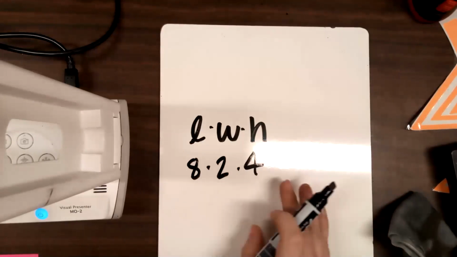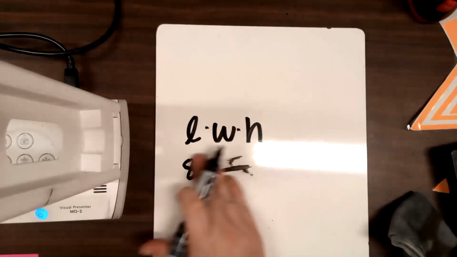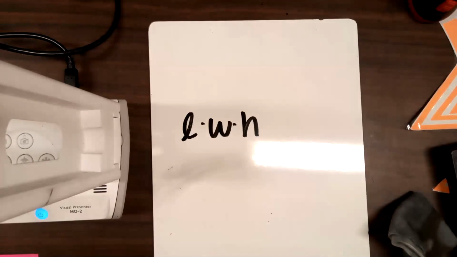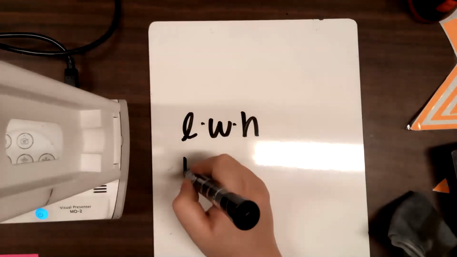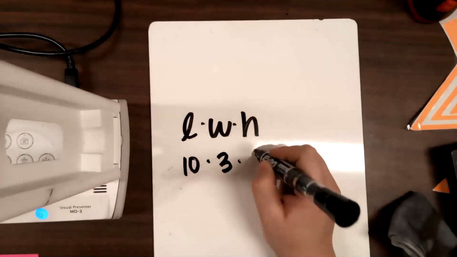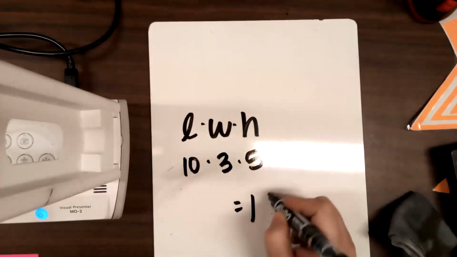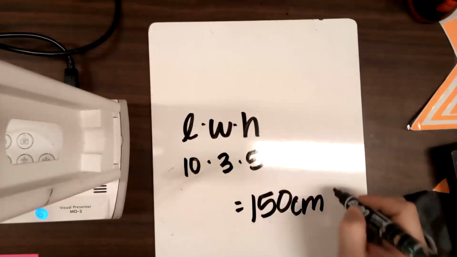Okay, 8 times 2 times 4. Wait, no, that was the last one. Sorry. That was the last problem. My bad. That's okay. If you did it in a different order, you get the same number. So that's equal to 150, and our units were centimeters cubed.